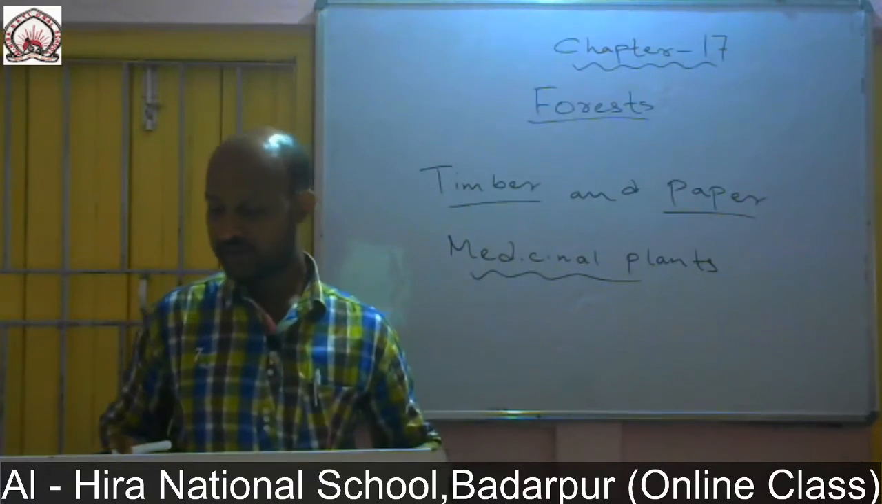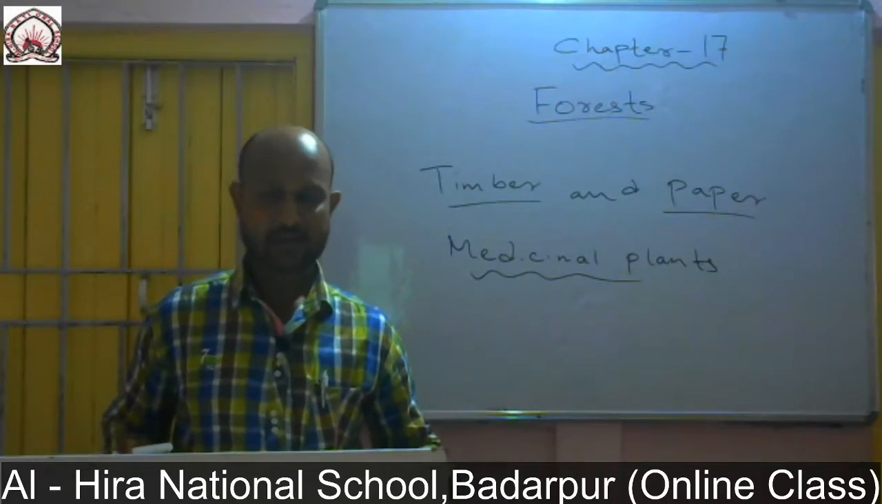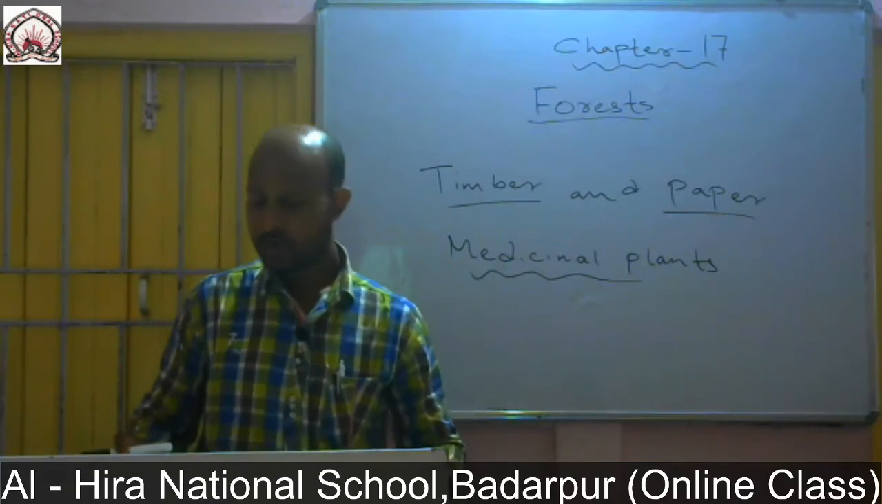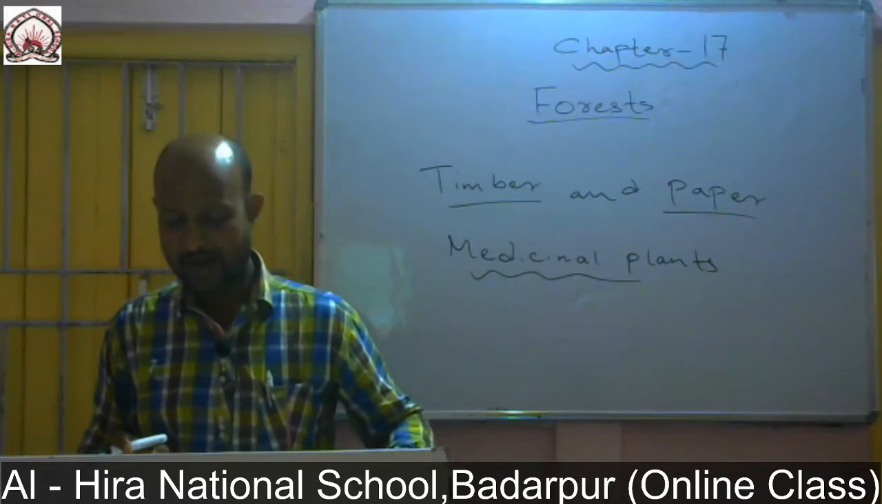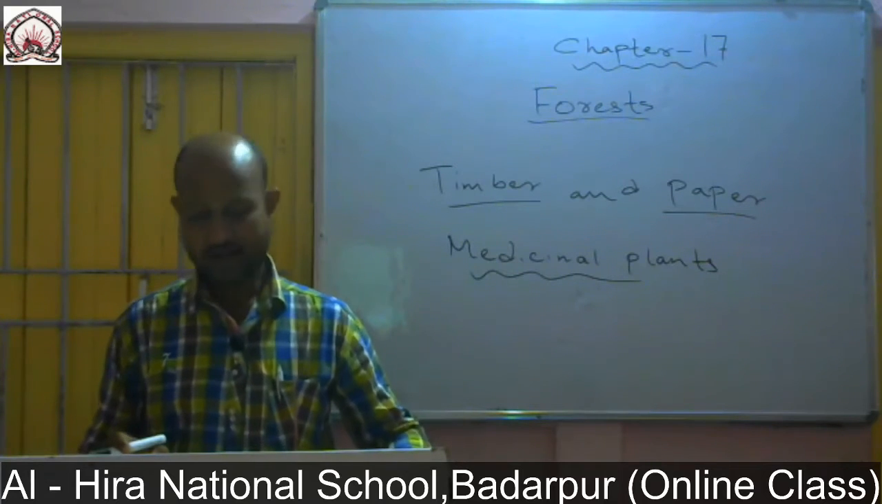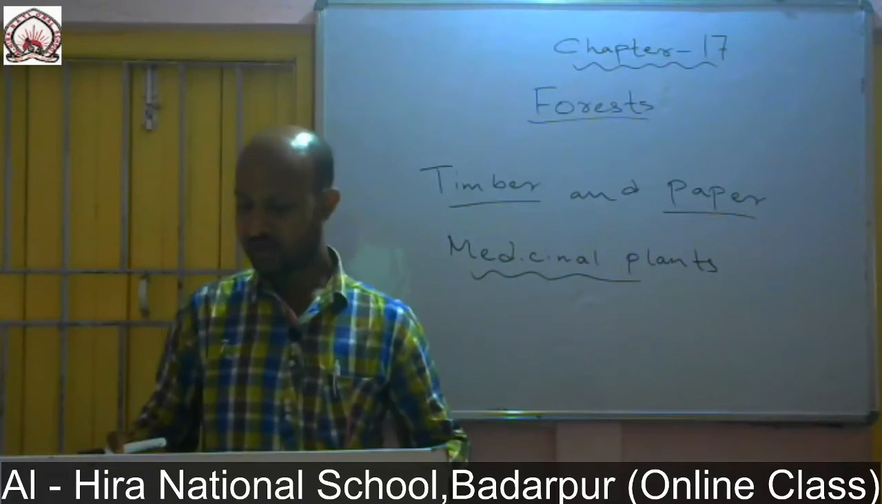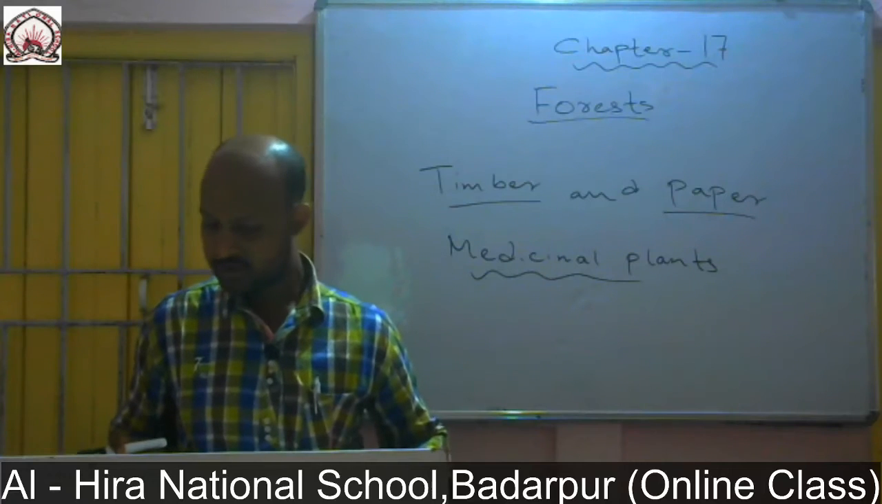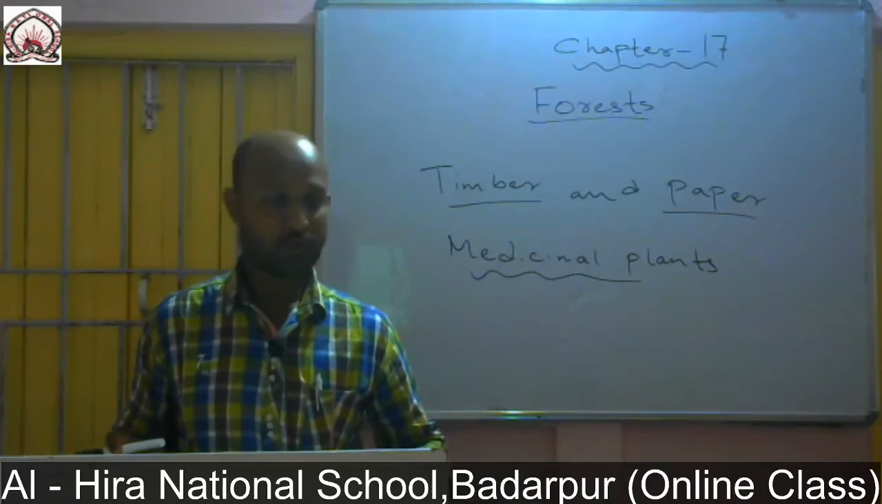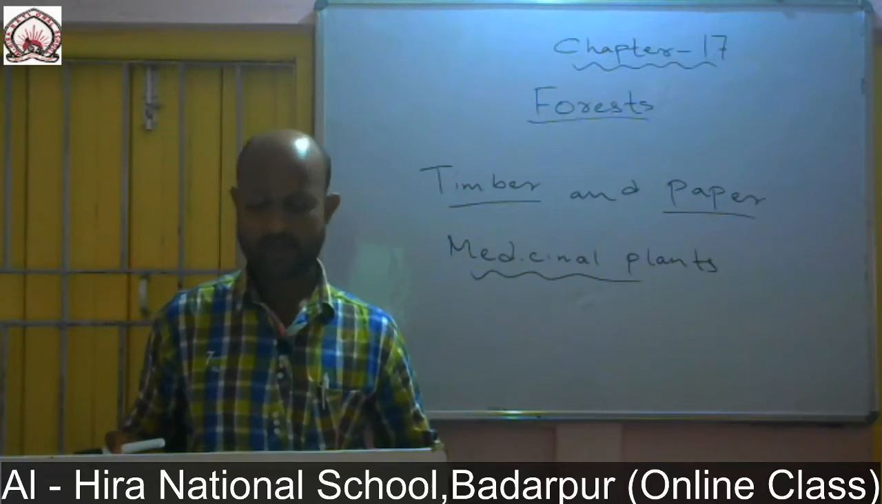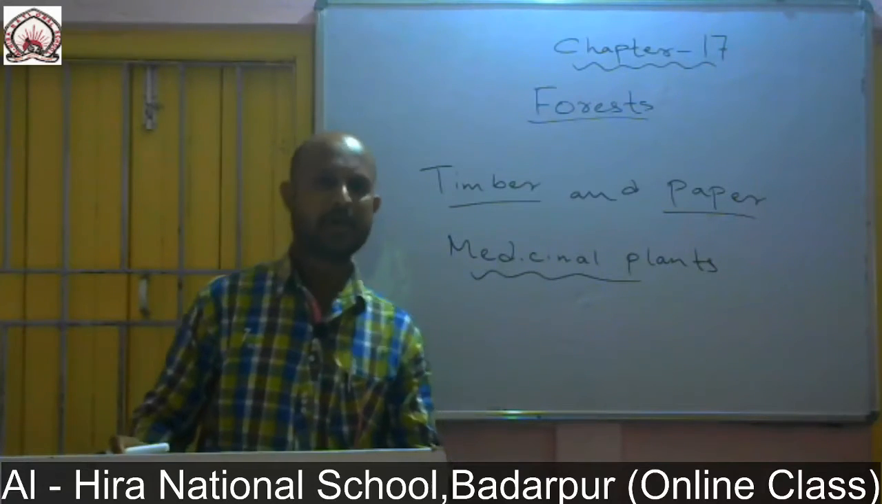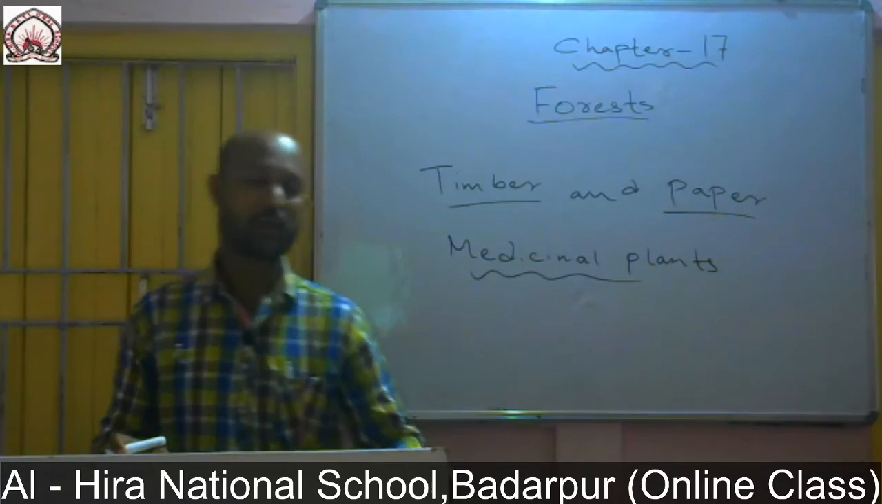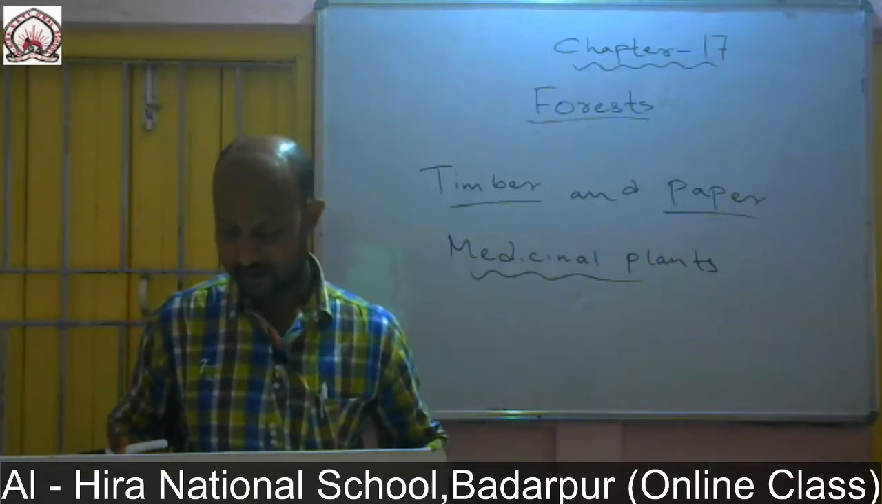Neem, amla, tulsi, eucalyptus, these are some other medicinal plants, which are used by us every now and then. Tulsi, as you know, is also used as a household remedy for coughs and colds. Eucalyptus oil is used for making balms and many other things. Likewise, we are able to get many different types of medicinal plants from the forests.